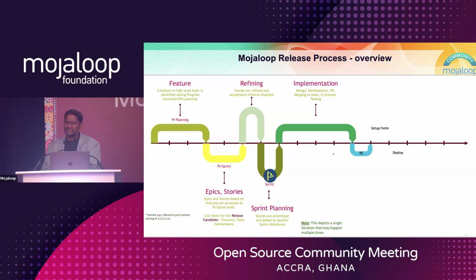So Mojaloop version 17 had a release candidate a few weeks earlier, but we were iterating through these phases of setting it up on our environments, dev, QA, test environments and staging, and making sure they deploy, and going through these phases of deployment and QA and testing.